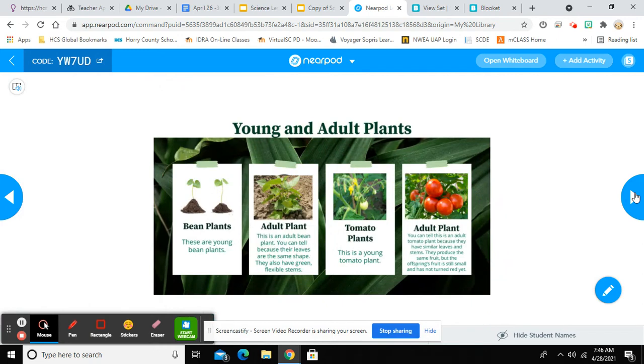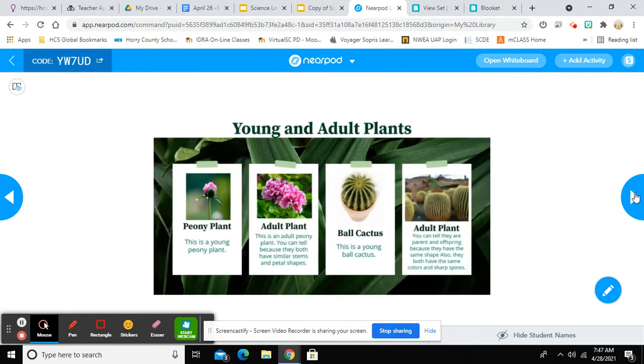Okay, so young and adult plants. Bean plants. These are young bean plants. This is an adult bean plant. You can tell because their leaves are the same shape. They also have green flexible stems. Tomato plants. This is a young tomato plant. You can tell this is an adult tomato plant because they have similar leaves and stems. They produce the same fruit, but the offspring's fruit is still small and has not turned red yet.